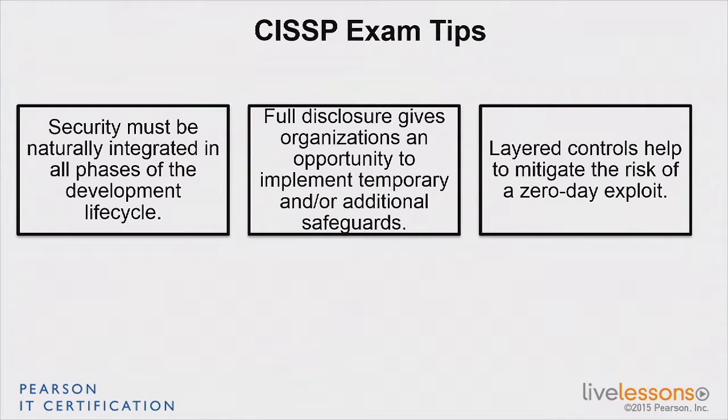So that brings us to our CISSP exam tips. Our 3 tips for this lesson are, number 1, security must be naturally integrated in all phases of the development lifecycle. Number 2, full disclosure gives organizations an opportunity to implement temporary or additional safeguards. And 3, layered controls help to mitigate the risk of a zero-day exploit.